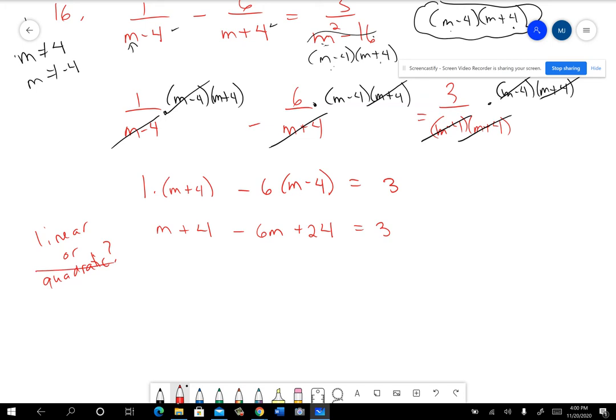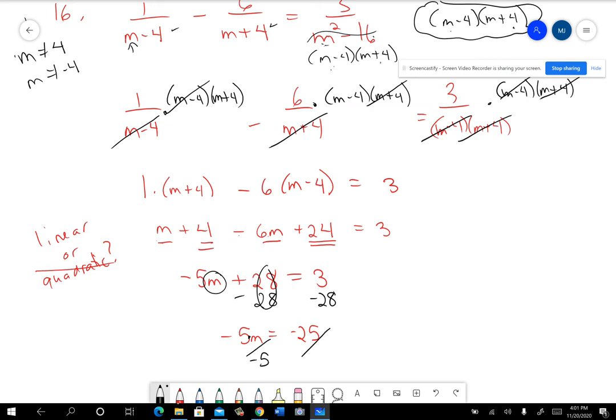So I'm just going to collect my like terms together on that left-hand side. The m minus the 6m would be negative 5m. They're on the same side of the equal sign, so you're just combining like terms. The 4 and the 24 are on the same side, so that would be 28. And here, it's a linear equation. We're just trying to get the m by itself. So we're going to subtract 28 because we're trying to make this go away across the equal sign. And we have negative 5m equals negative 25. And then that's multiplication, so we undo it by dividing.